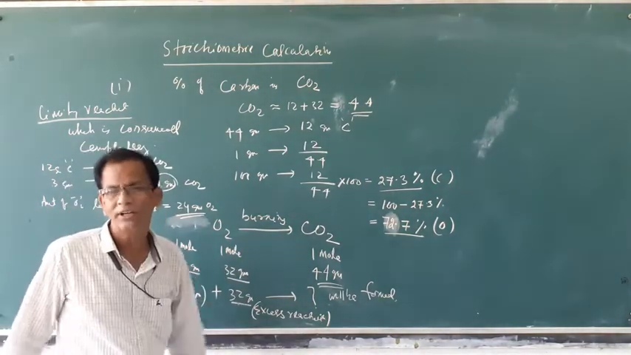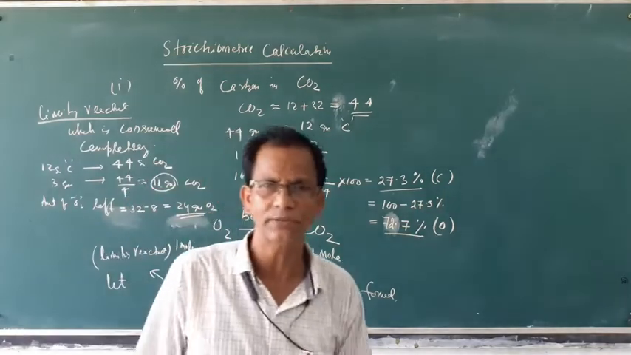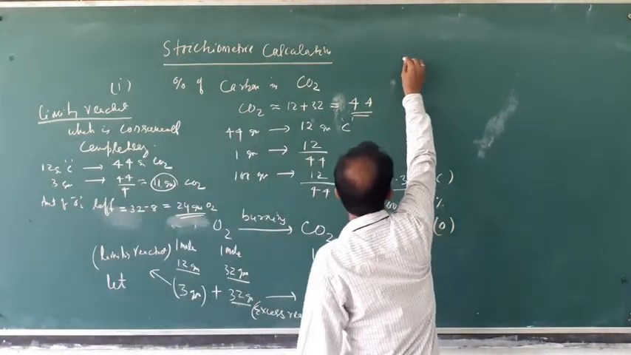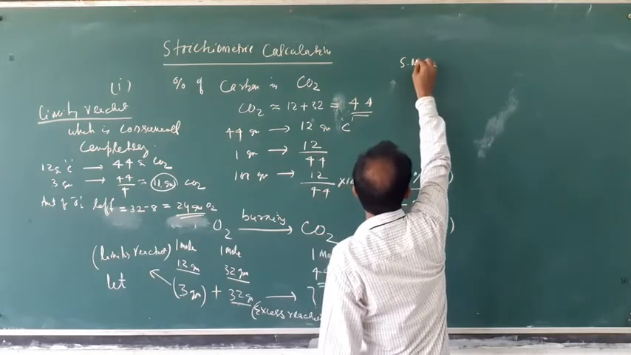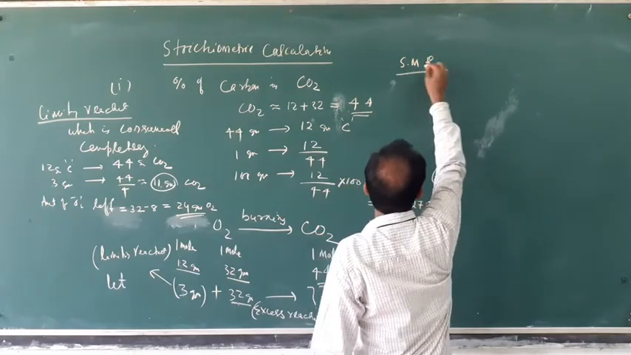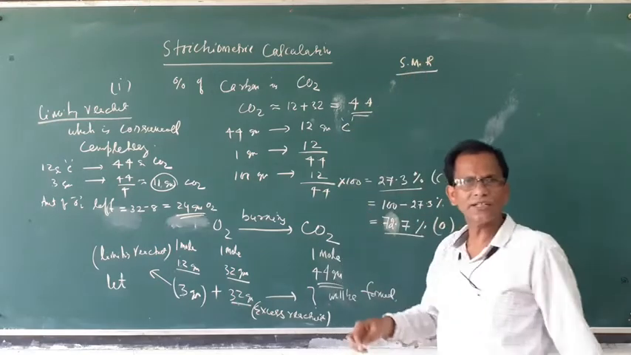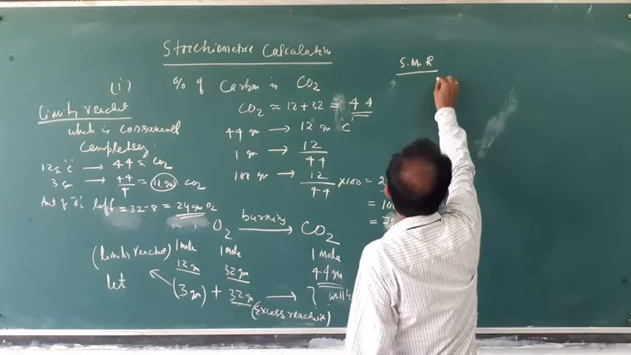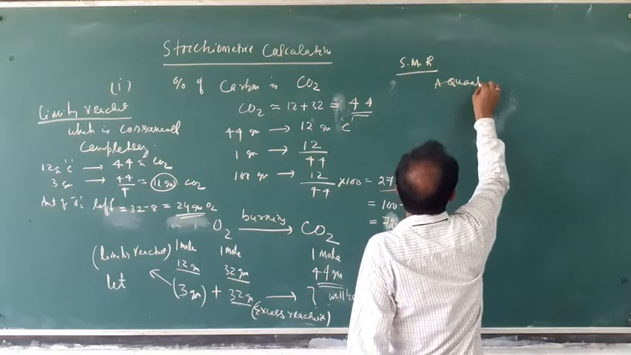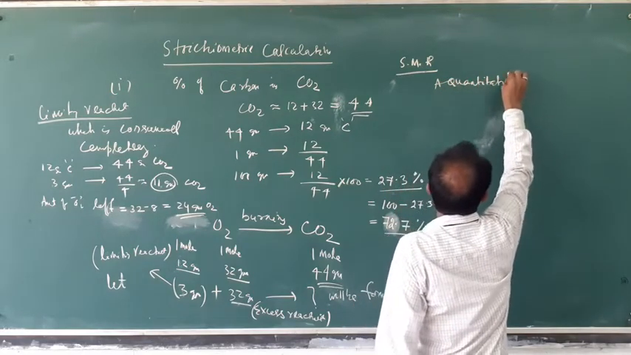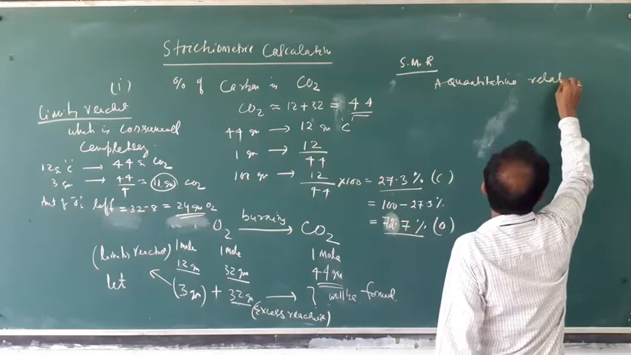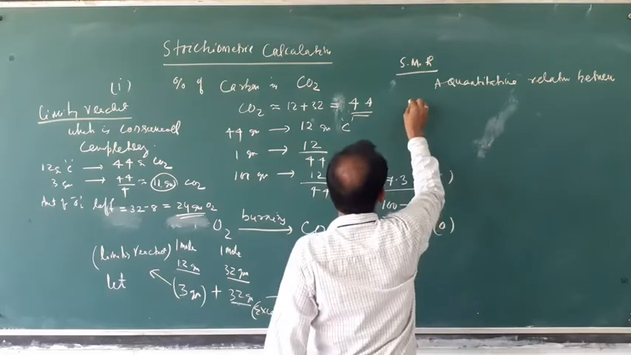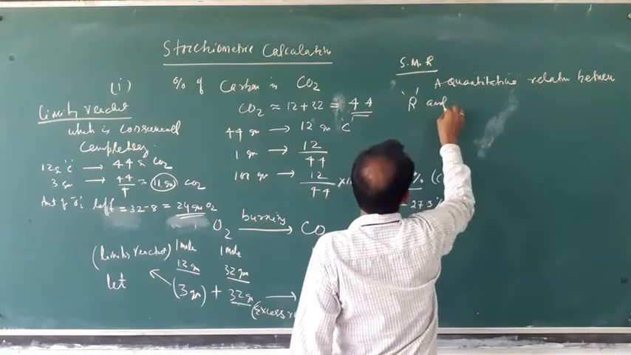This relation is called the stoichiometric relation. What is the meaning of stoichiometric relation? Stoichiometric relation means a quantitative relation between reactants and products.